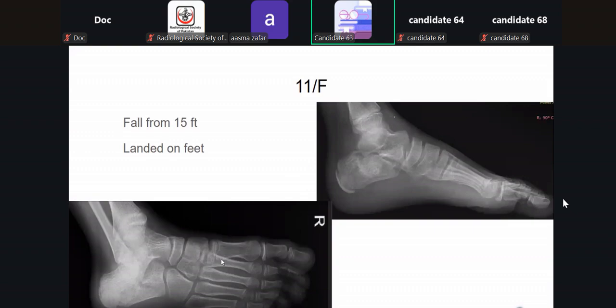This is an 11-year-old female, fall from 15 feet, landed on feet. These are the X-ray foot, oblique and lateral image. No, this is the right. She landed on right foot. This is the left. And this is unfused skeleton, immature skeleton. I can appreciate there is a comminuted fracture of the calcaneus.